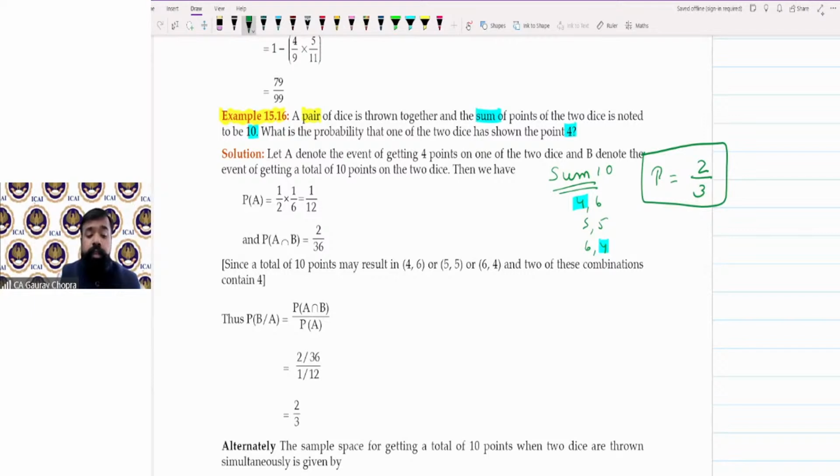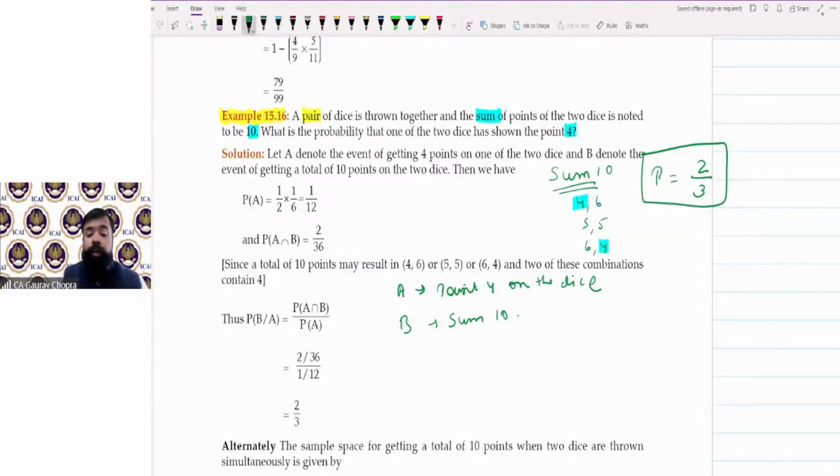Let there be one event denoted by A, and A means point 4 on the dice. And let B be another event which denotes that the sum will be 10. Now, accordingly, we have to apply the formula and get the result.